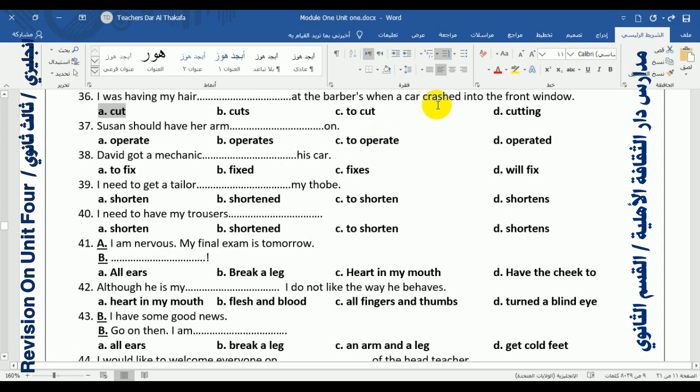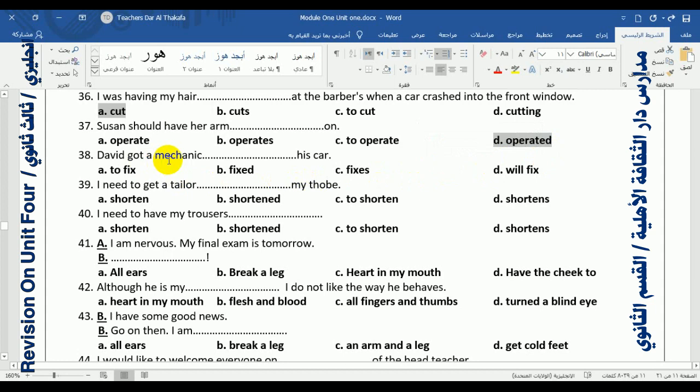Susan should have her arm، ينبغي أن تجري عملية جراحية في ذراعها، يعني she went to the hospital، تروح المستشفى and the doctor should do. هنا بقي لي verb 3، فين verb 3 عندي: operate, operates, to operate ولا operated? Yes, operated، تجري عملية جراحية.